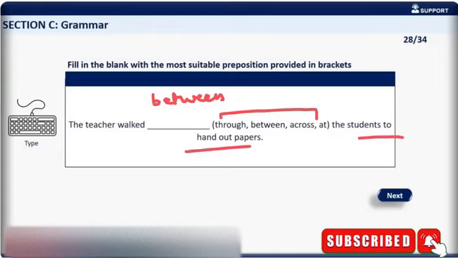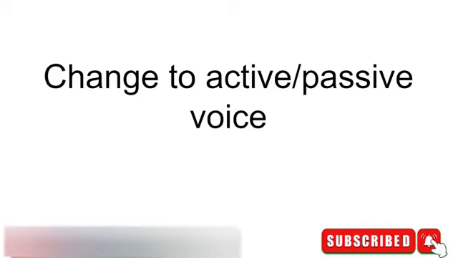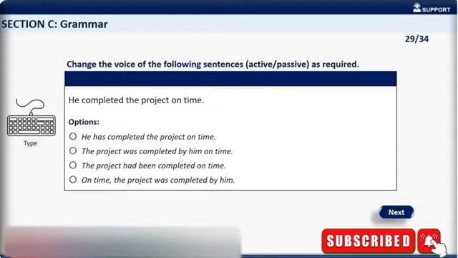Let's now move on to the next set of questions. In these types of questions, we need to change the voice of the sentences. The question will either be given to us in active voice and we need to convert it to passive voice, or vice versa, where the question will be given in passive voice and we need to convert it to active voice. Let's start looking at the first question.